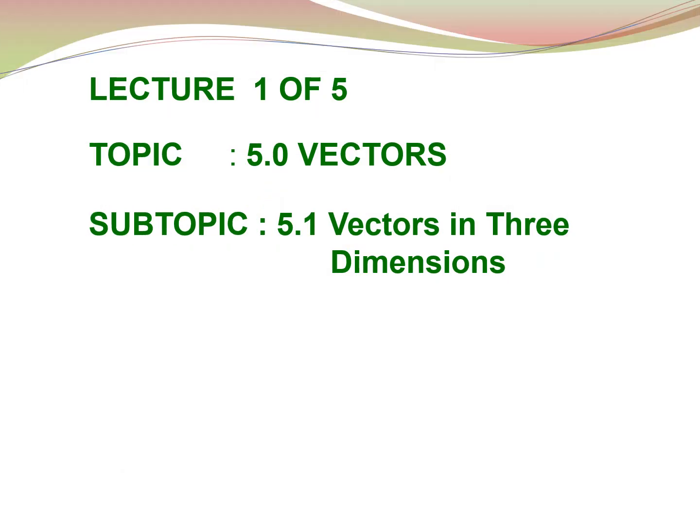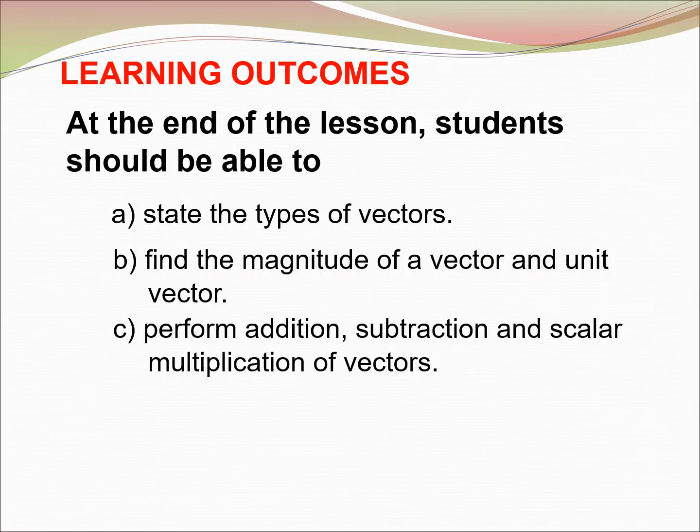Lecture 1 of 5. Topic 5. Vector. Subtopic 5.1. Vector in 3 dimensions. Learning outcome. Students should be able to: A. State the type of vector. B. Find the magnitude of the vector and unit vector. C. Perform addition, subtraction, and scalar multiplication of vector.